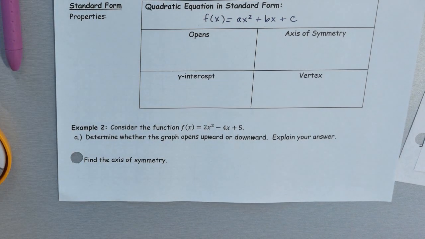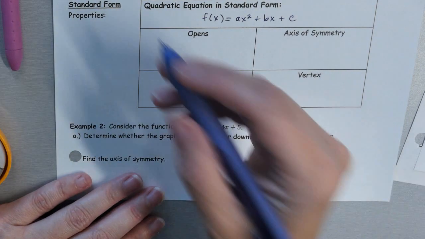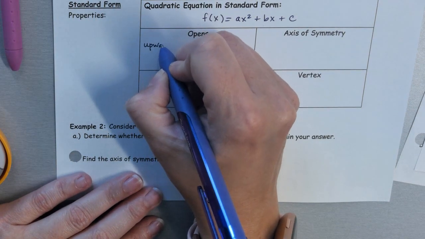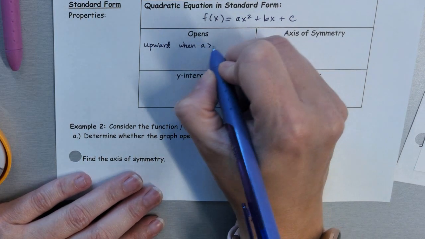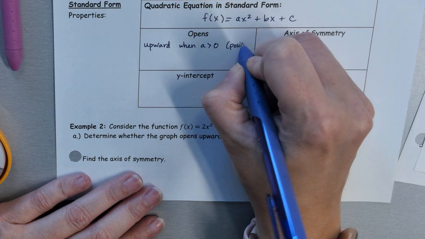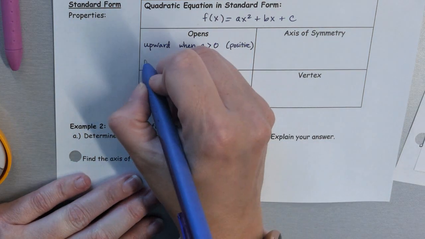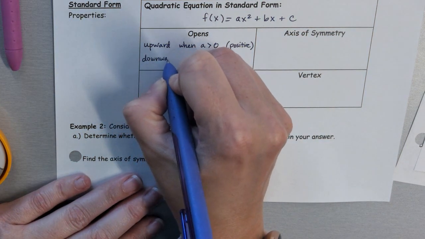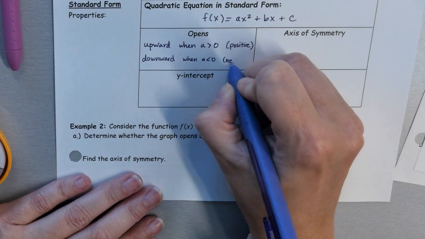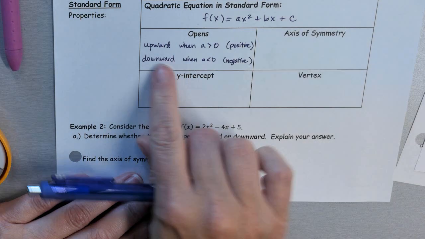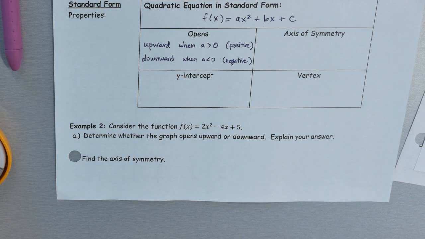Alright, so the first thing we can tell is which way the graph opens. So it opens upward when a is greater than 0, which means when a is a positive value. Okay, it opens downward when a is less than 0, which is a negative value. Okay, so we're talking about a, which is the leading coefficient of standard form.